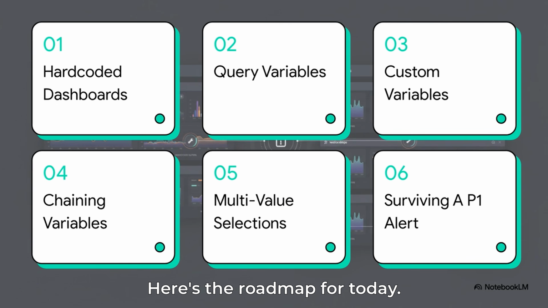Here's the roadmap for today. We're looking at the end of hard-coded dashboards, query variables for dynamic data, custom variables for static options, chaining variables for precision, scaling with multi-value selections, and finally, surviving a real-world P1 alert. Let's get right into it.